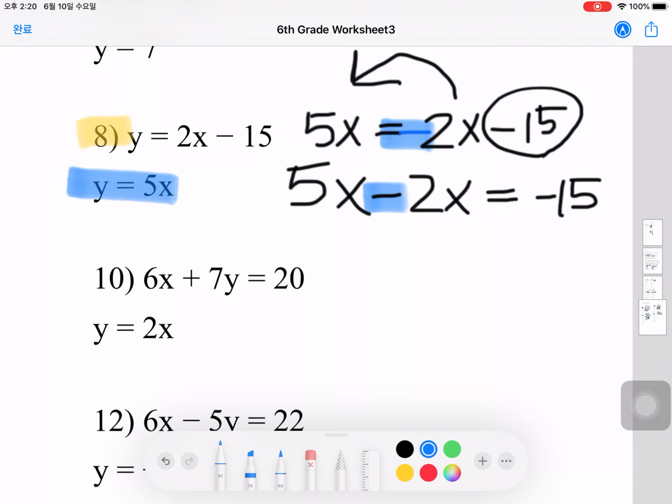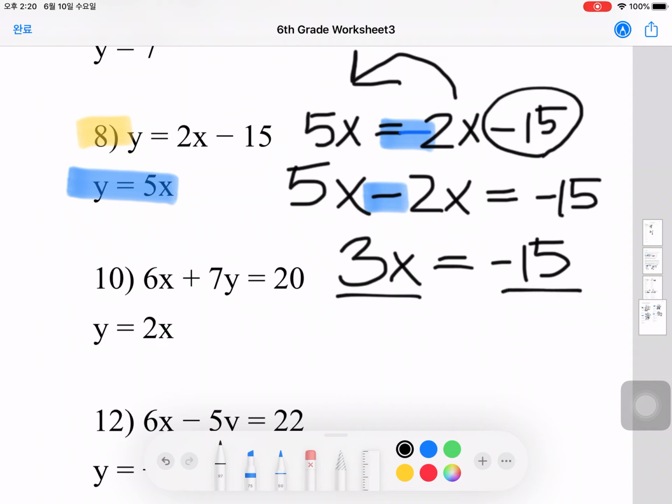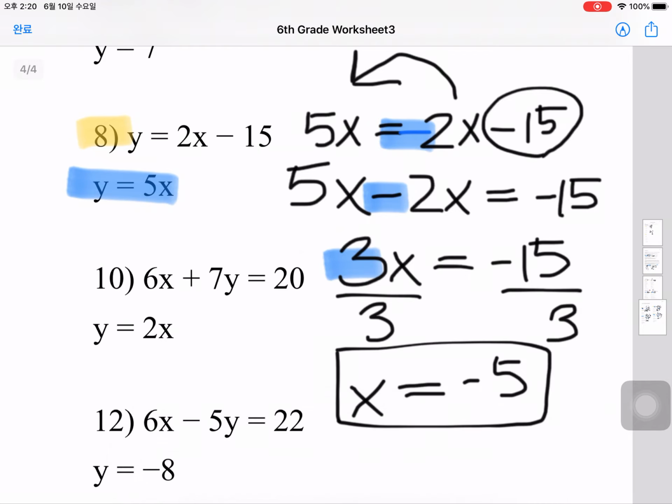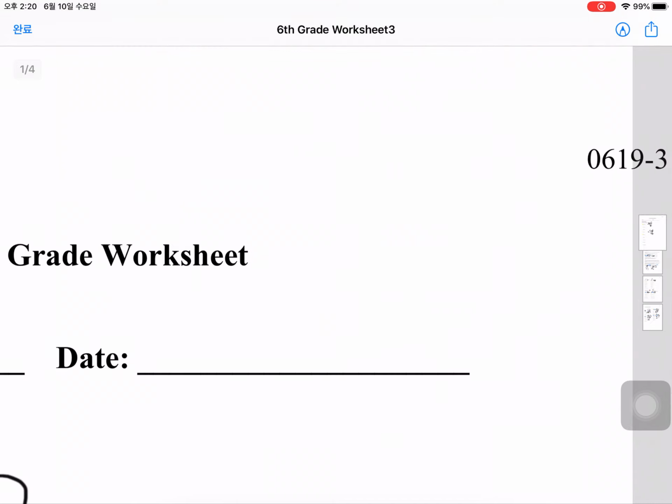And so if we subtract, that would be 3x equals negative 15. And divide both sides by, once again, the number in front, which is 3. So x equals negative 15 divided by 3, which is negative 5. And that is your final answer. Now try the rest on your own.